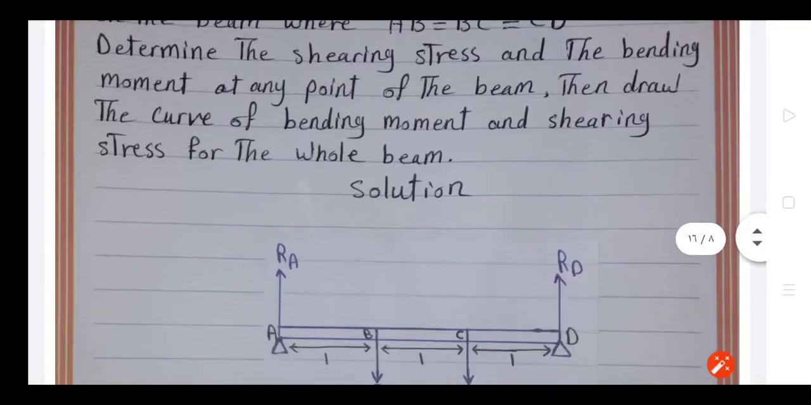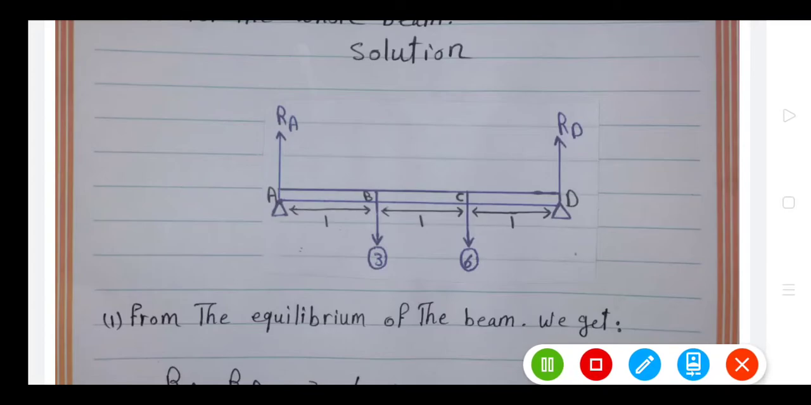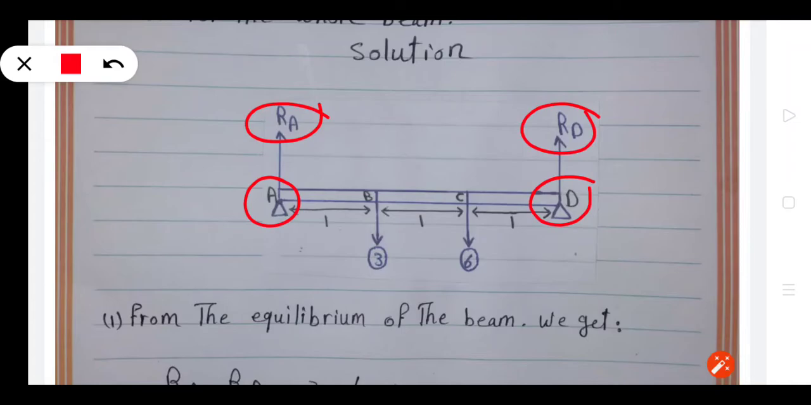Now, looking, we have a beam AD supported from its ends A and D, so A and D are points of support, so we have normal reactions RA and RD. And also we have two weights 3 and 6 at points B and C, and the three parts are equal, so length AB equals 1, BC equals 1, CD equals 1.